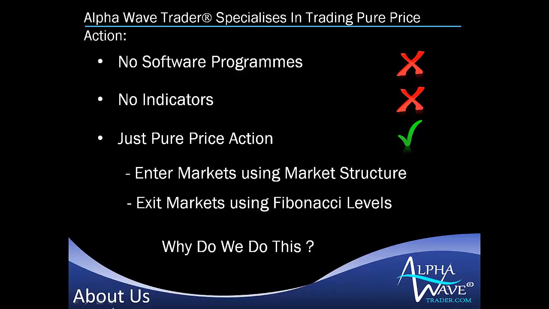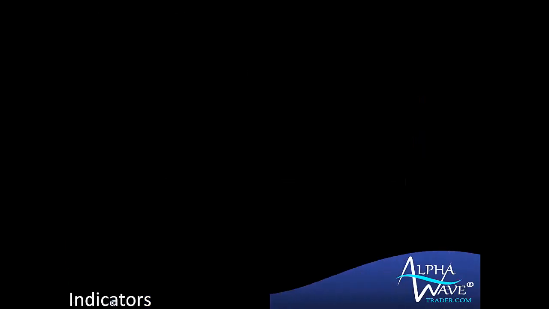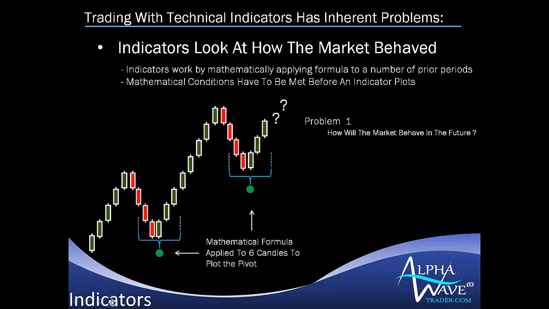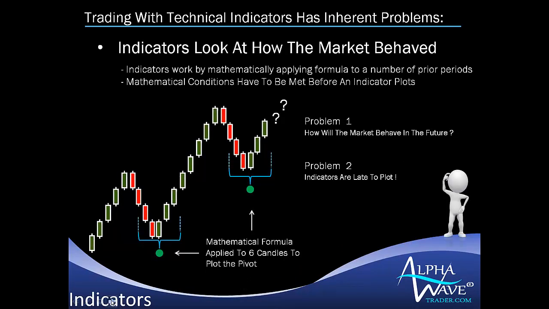So why in the world do we use only price and Fibonacci? Because indicators look at how the market behaved only after the fact. And that's the key. No indicator on the planet will tell you how the market will behave in the future. But the key 4 rules, if you apply them to Fibonacci levels, will.